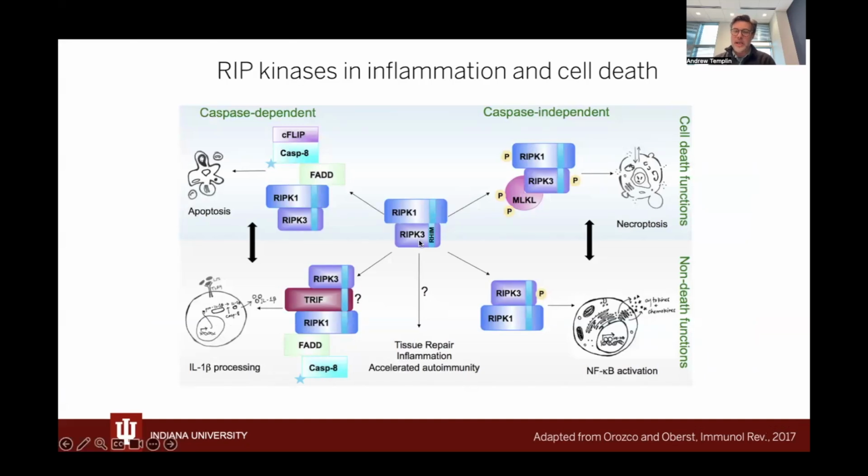Well, RIPK1 and its downstream substrate RIPK3 act coordinately and have functions related to cell death and also non-cell death functions. Within these categories, we can subdivide these functions into caspase-dependent and caspase-independent functions. With cell death, for example, the caspase-dependent functions are related to apoptosis, and caspase-independent functions related to necroptosis, and also utilize this molecule MLKL. And the non-death functions are known to include IL-1 beta processing and NF-kappa B activation, and are thought to be related to tissue repair, inflammation, and accelerated autoimmunity.